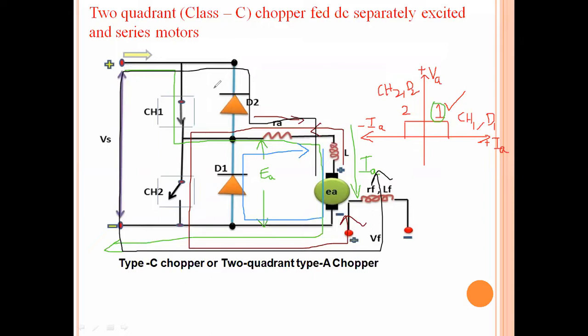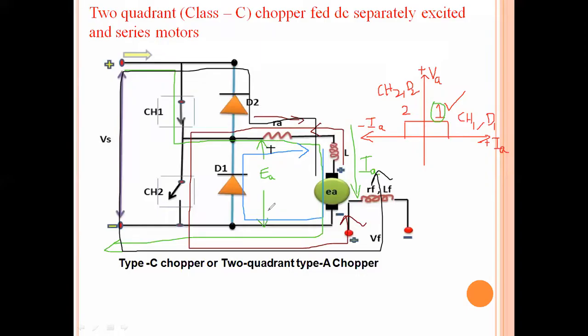So from the motor through D2, D2 to the supply, supply to the motor back. Here the motor is directly connected to the supply terminals. That means the energy that was generated by the motor, or the load, is feeding the supply terminals. So the current is negative. However, the voltage is still positive.